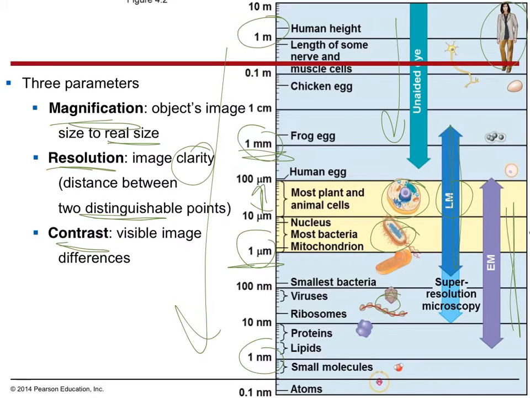Contrast is the ability to see the differences. A lot of times we'll use a stain to contrast the varying parts within a cell. And again, when we do the cell lab coming up, you'll use stains in order to see parts of cells and cells themselves a little bit more clearly, because you can distinguish, and there's visible contrast between different parts.